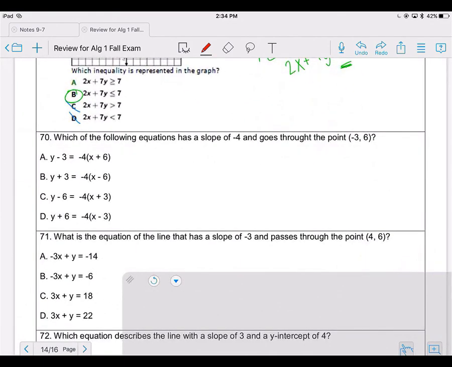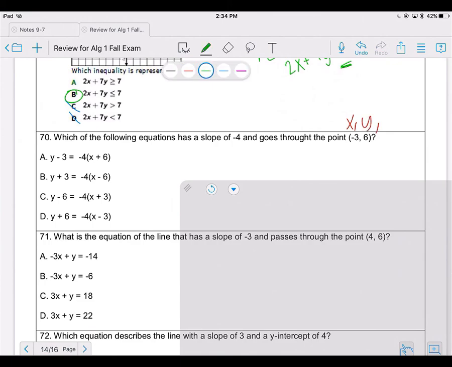70 asks us, which of the following has the slope of -4 and goes through the point -3, 6? So we have our x1 and y1 as well as our slope. We can do a quick check and make sure the slope on all of these is -4. Unfortunately, there's nothing I can mark out from here.